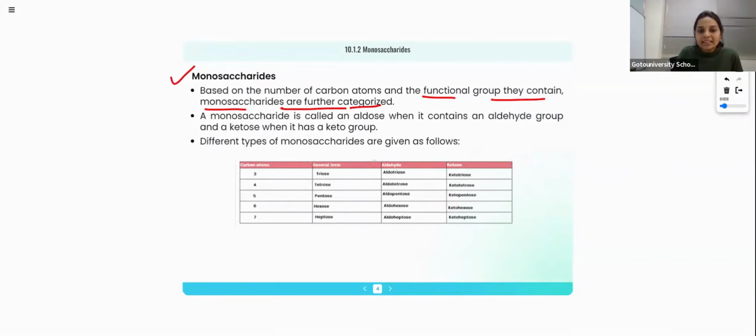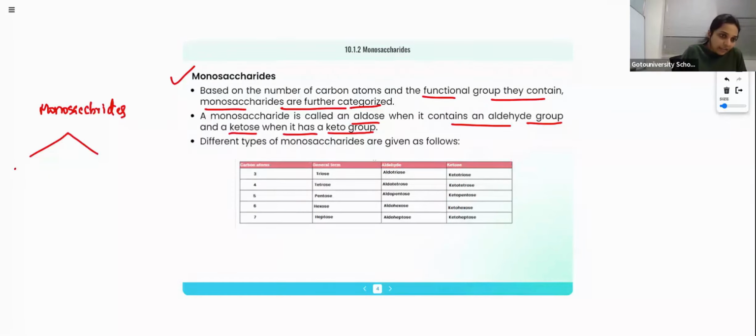A monosaccharide is called an aldose when it contains an aldehyde group. It will be a ketose when it contains a keto group. Got it? So there are two classifications of monosaccharides. First one is aldose, second one is ketose. Aldose means the group is the aldehyde group. Ketose means the keto group, the CO group.